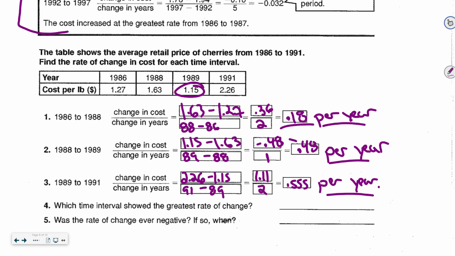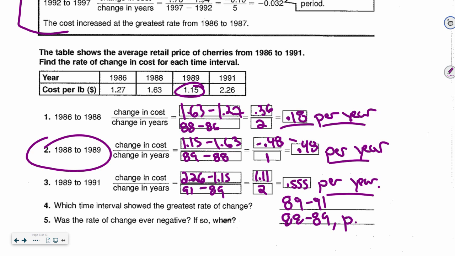So what time interval had the greatest rate of change? You're looking for the biggest number. So that is from 89 to 91. That's when the price changed the most. Was the rate of change ever negative? Yeah, this was the negative. So from 88 to 89, it was negative because the price dropped.